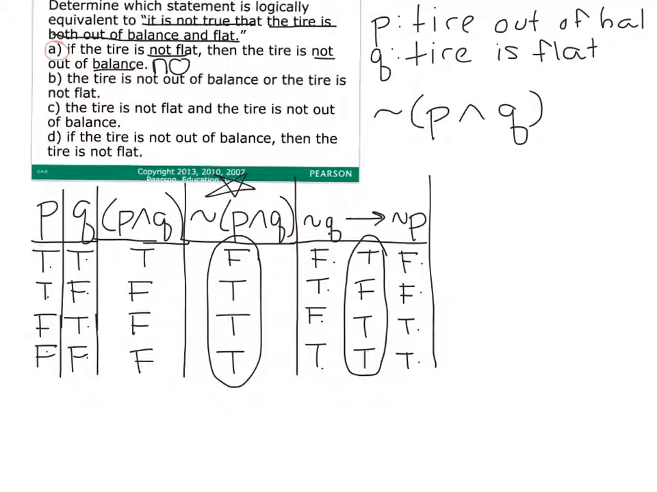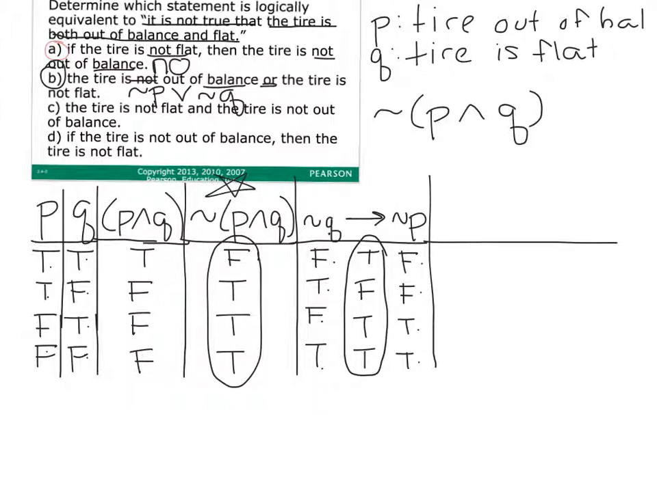Let's maybe try part B. I want to show you what one does look like. Okay, so let's try B. Part B says the tire is not out of balance or the tire is not flat. Okay, so notice your word or. That's going to be your little upside down V symbol. The tire being in balance is P, but they want the tire not in balance. So that would be a not P. Or the tire is not flat. So not flat would be not Q.